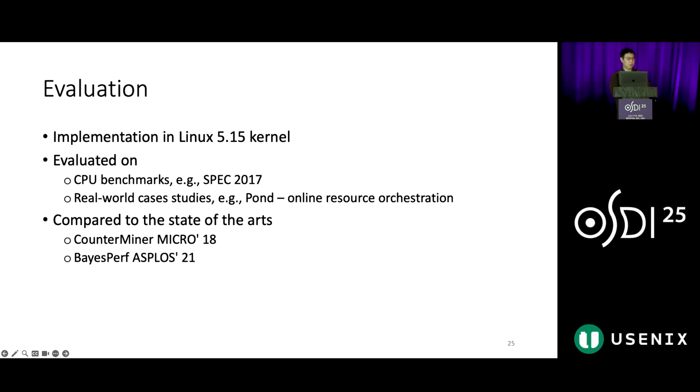That's all about design. To evaluate the effectiveness of our design, we implemented the entire system in the Linux kernel, and we evaluated it using CPU benchmarks and also real-world case studies. We also compared our work with the state-of-the-art.